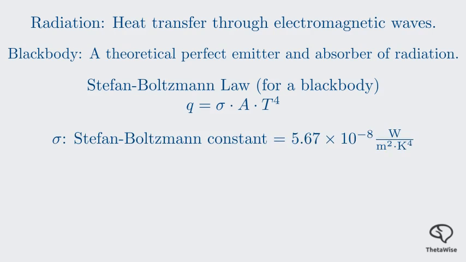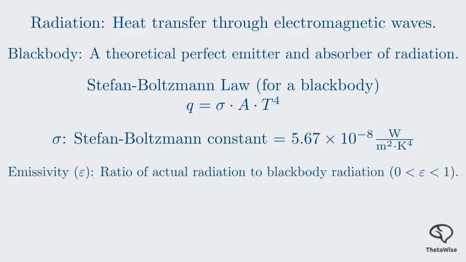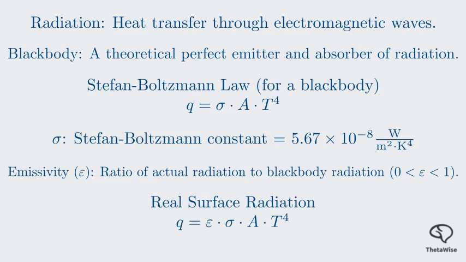Real-world objects are not perfect blackbodies. They emit less radiation than a blackbody at the same temperature. To account for this, we introduce a property called emissivity. Emissivity, represented by the Greek letter epsilon, is a dimensionless value between 0 and 1. It represents the fraction of radiation emitted by a real surface compared to a blackbody. For a real surface, the radiative heat transfer rate is simply its emissivity times the blackbody radiation rate, or epsilon times sigma times A times T to the fourth.